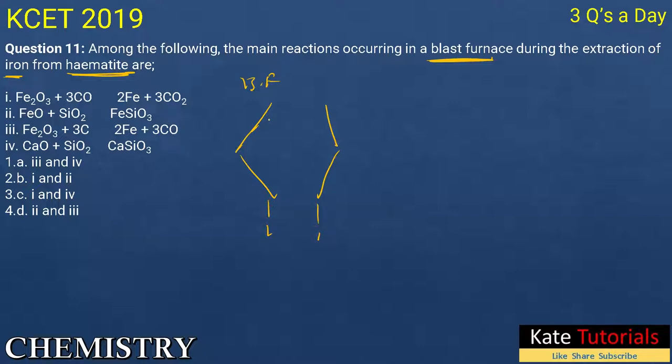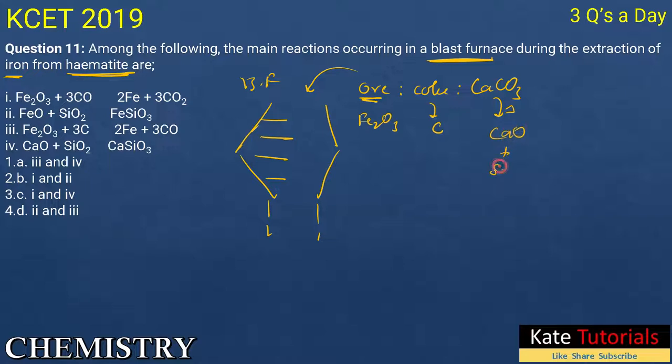And there will be reactions here at different temperatures, and we add these charges here, right? Ore, reducing agent coke, and the limestone CaCO3. The ore will be hematite ore Fe2O3. The reducing agent is coke, carbon, and this one forms slag. We know that on heating it gives calcium oxide. Calcium oxide reacts with silicate SiO2 to form CaSiO3, right?